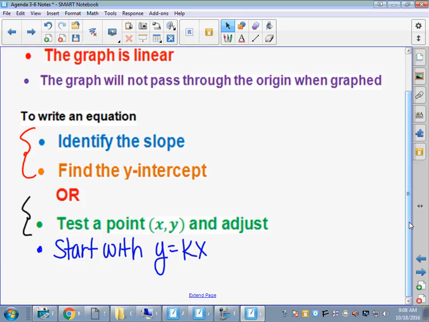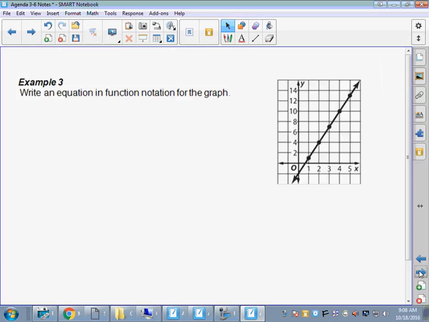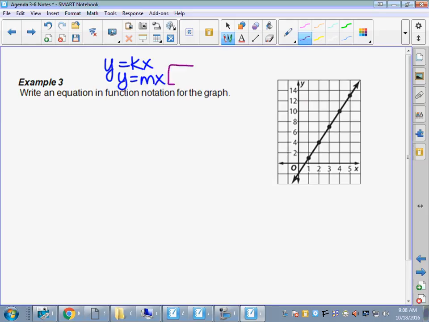All right, so let's do an example or two of these, non-proportional. So let's do this. Write an equation in function notation for the graph. Let's worry about that function notation for just a second. Everybody remembers, right, from when we did this before, y equals kx is the same as y equals mx. We're going to write an equation and we're going to do some adjusting. So that was that second option.